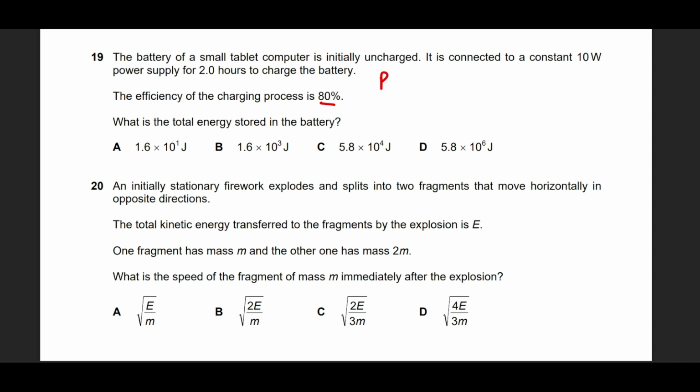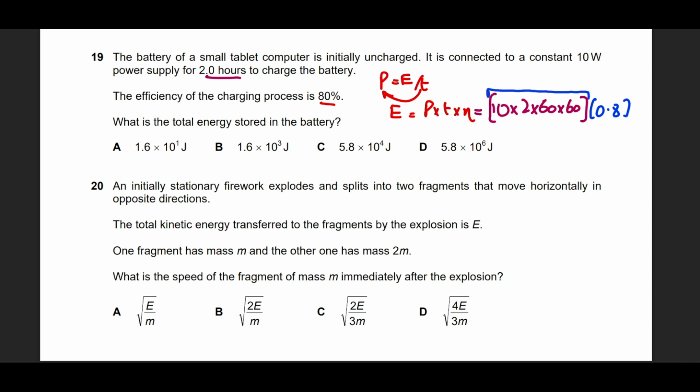We have the formula for power equals energy divided by time. Let's take time over there. To find energy, it is equal to power multiplied by time multiplied by the efficiency, because that is what you get effectively at the end of the day. So this is 10 multiplied by 2 multiplied by hours converted into seconds, which would be 60 multiplied by 60. And then you involve the efficiency, that is 80%, because you're not getting everything that you invested. So 80% of what could have been the best case will be equal to 57,600 joules. So this is 5.8 × 10^4, which is option C.